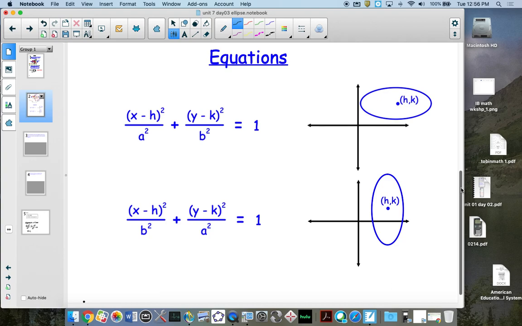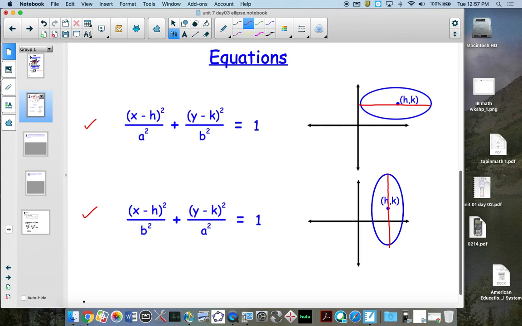So if the center of our ellipse is (h, k), then if the major axis is horizontal, we're going to have this equation. And remember, A is bigger than B for an ellipse. On the other hand, if our major axis is vertical, then this is our equation. And notice the only difference is the denominators of our fraction.